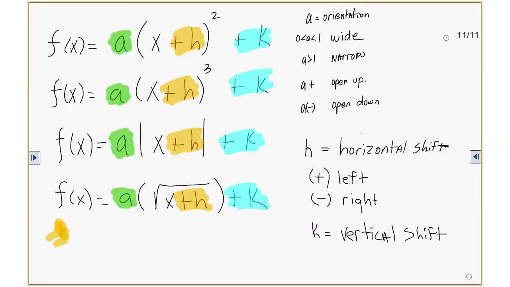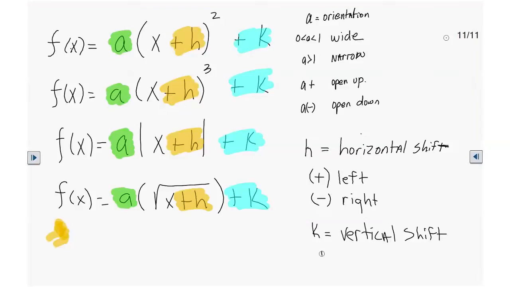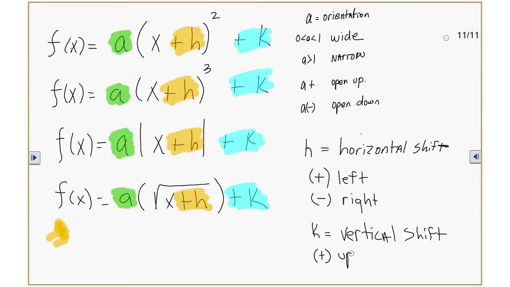Vertical shift. K positive means up. If K is negative, that means what? Okay.